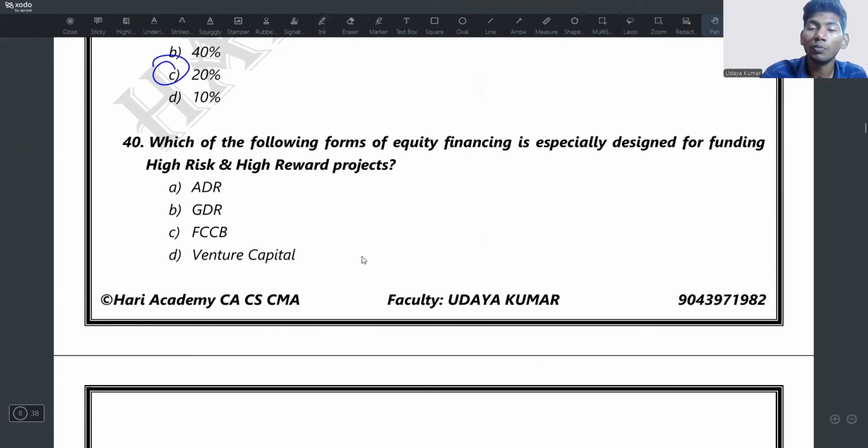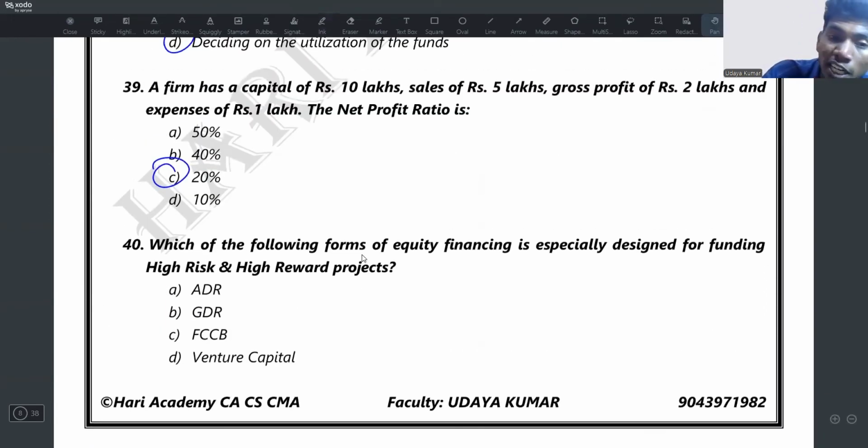Which of the following forms of equity financing is especially designed for funding high risk and high reward projects? Option A, ADR. Option B, GDR. Option C, FCCB. Option D, venture capital.